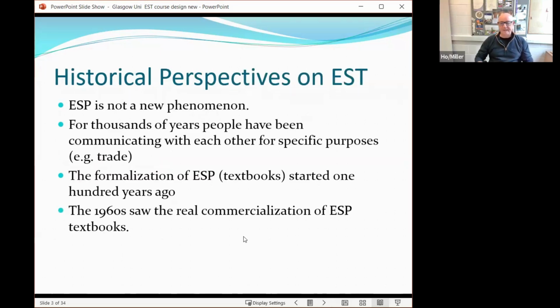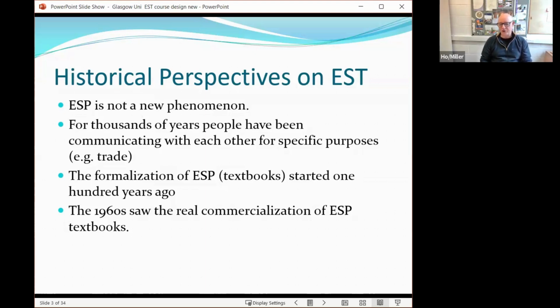So basically, we all know that ESP or EST is not a new phenomenon. It's been going on for thousands of years, basically, partly because of trade. When people started moving around the world and started talking with each other, they had to find common languages, which were usually pidgin forms of a language. And so the whole concept of communicating in a second language has been around for a long, long time.